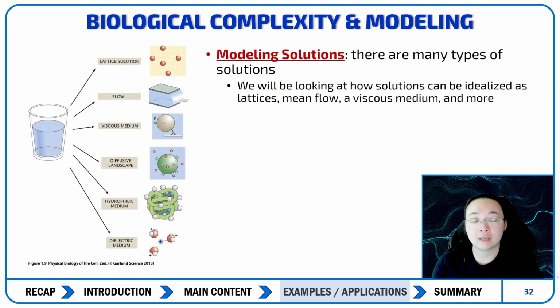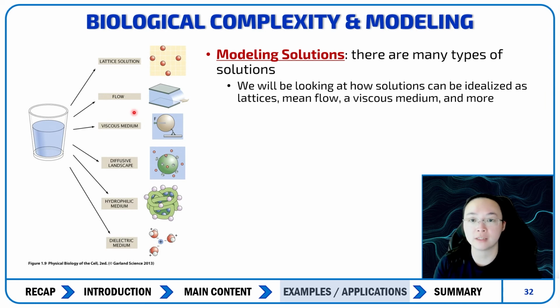Something else that we can model is solutions. There are many types of solutions. This treads more into biochemistry, but we will be taking a look, if we have time, at how solutions can be idealized as lattices, mean flow, a viscous medium, and more. So for example, you can have a lattice solution where you have a lattice of discrete positions where solutes might exist. Over here, you have modeling as a fluid with some sort of flow.